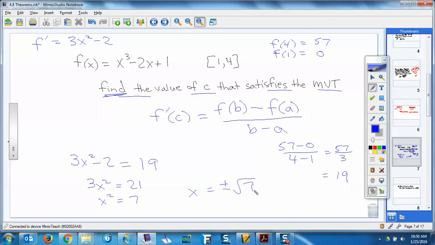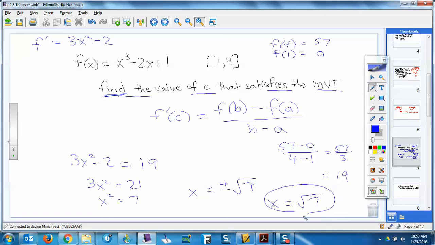Plus or minus square root of 7, would that be my final answer? No. Why not? Because we don't want the negative. That's not in the interval 1 to 4. Very good. Do not put plus or minus square root of 7 on there, or you would be wrong.